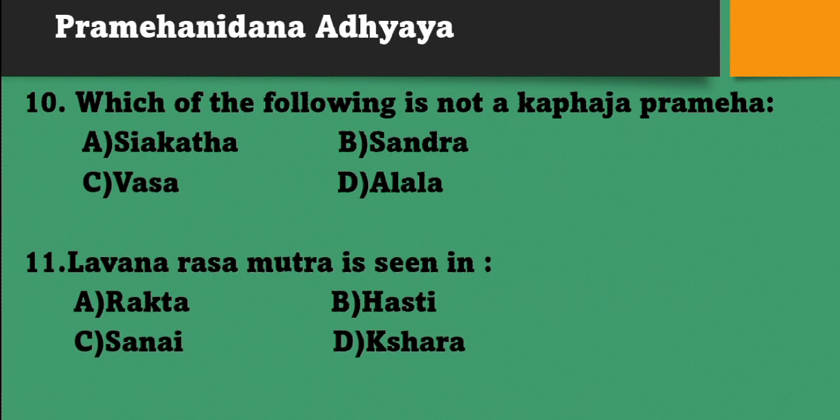Which of the following is not a Kaphaja Prameha? Sikata, Sandra, Vasa, Lala. Option C, Vasa Meha is not a Kaphaja Prameha. Lavana Rasa Mutra is seen in Rakta, Hasti, Shanair, Kshara. Lavana Rasa Mutra is seen in Kshara Meha, option A.